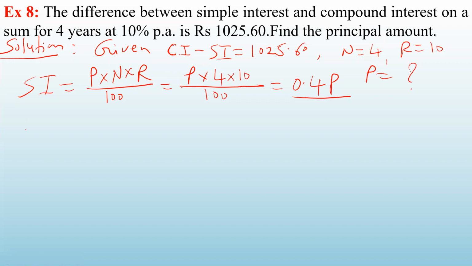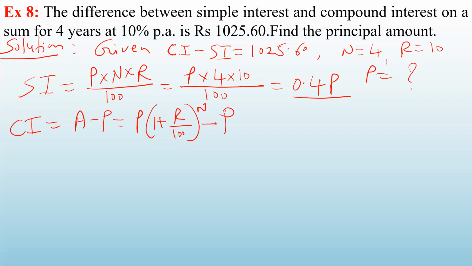Let us now find out the compound interest. You know what is compound interest? In compound interest, we first calculate the amount, correct? So compound interest is amount minus principal. What is amount? P into 1 plus R upon 100 raised to power N. This is the amount. From this, when you subtract P, you will get the compound interest. So let us put the values. P you are not given, so you will keep P as it is. 1 plus R is 10, 10 upon 100, N is 4, raised to power 4 and minus P.